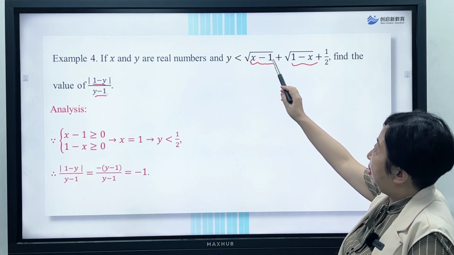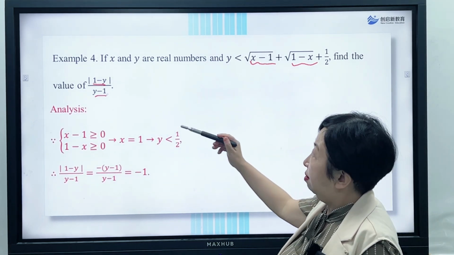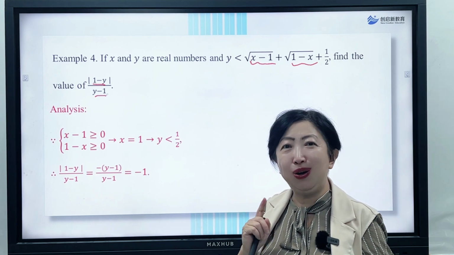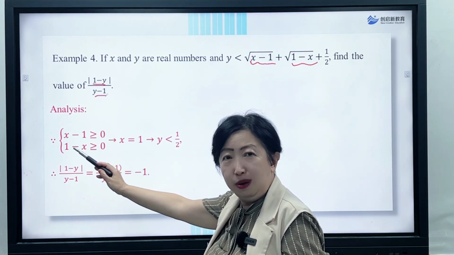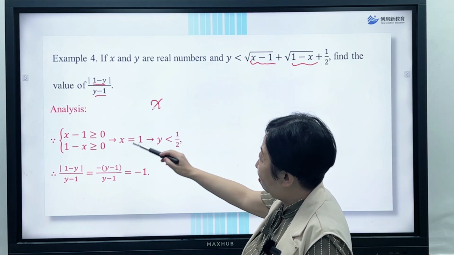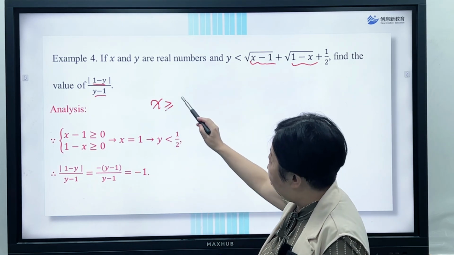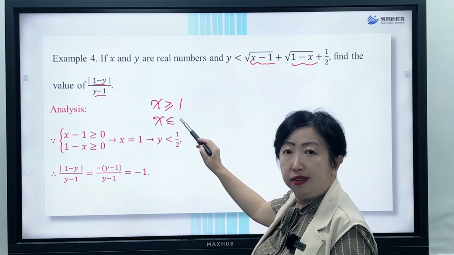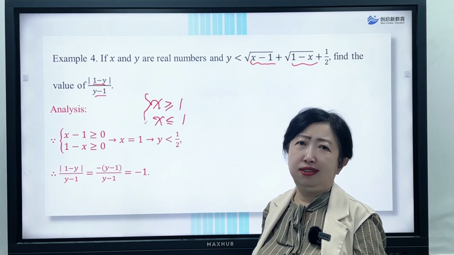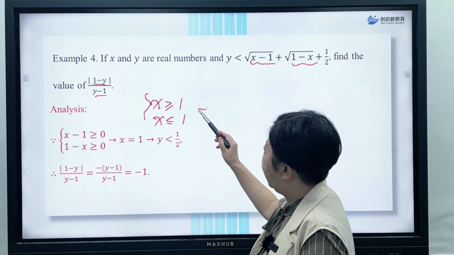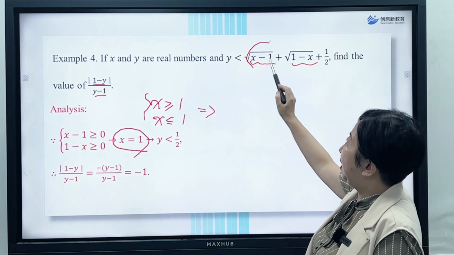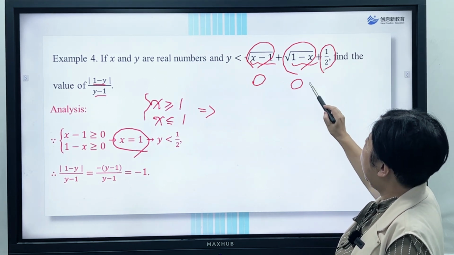X minus 1 in the square root. We know here x minus 1 has to be greater or equal to 0. And here 1 minus x is greater or equal to 0 too. So x is greater or equal to 1, and here x is smaller or equal to 1. We can't be greater and smaller at the same time, so x can only equal 1. So here is 0, and here is the half.